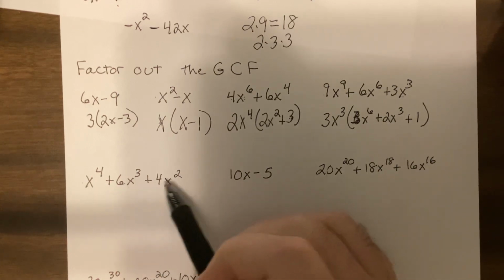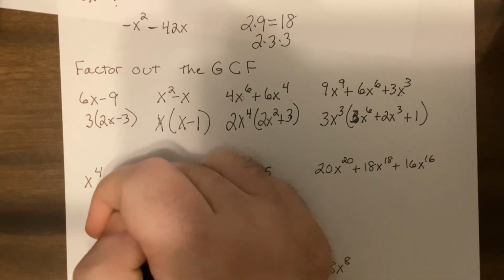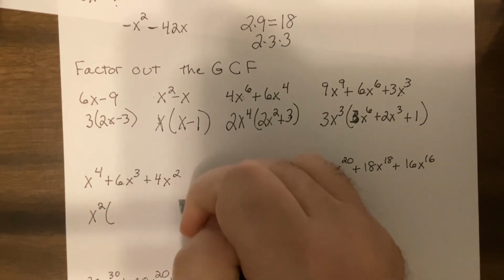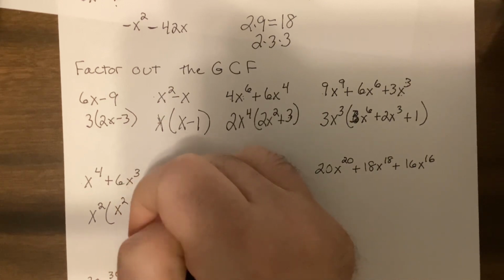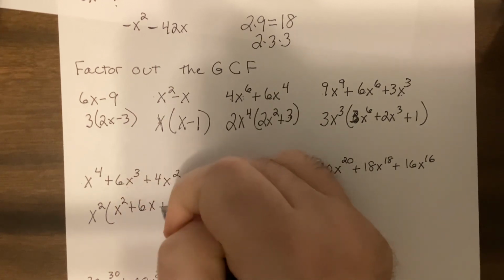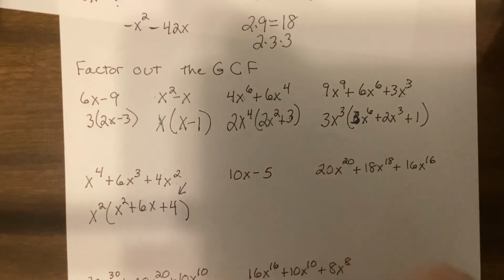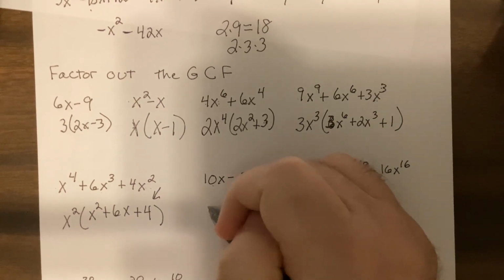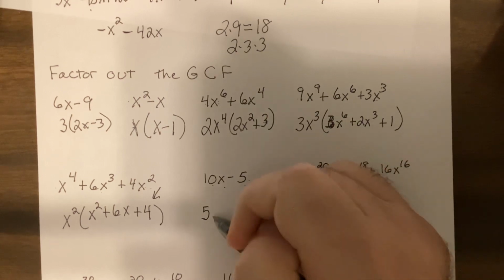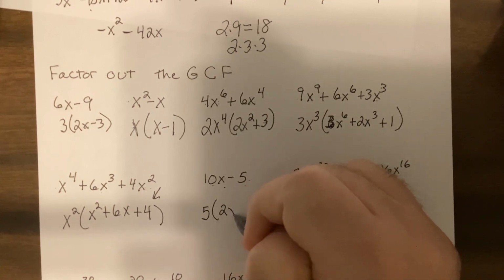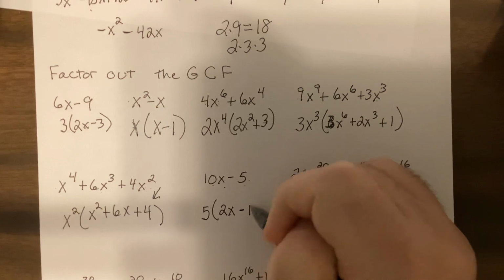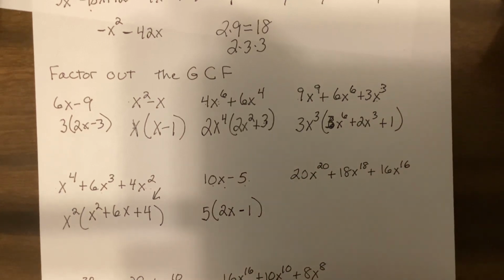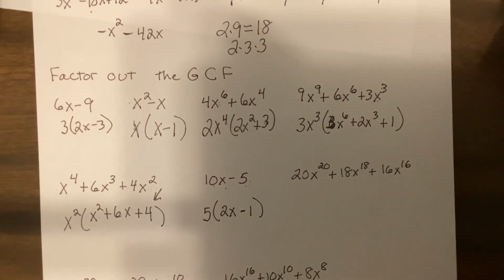Okay, so let's look here. We have a 1, a 6, and a 4, so the common number is 1. X is in every term, so the smallest power is squared. So it'd be x squared plus 6x plus 4. You should not have a variable in your last term of the GCF or you did something wrong. What number goes into 10 and 5? That'd be 5. X is not in both terms, so it's not part of the GCF. So 2x minus 1 times 5 is 10x minus 5.